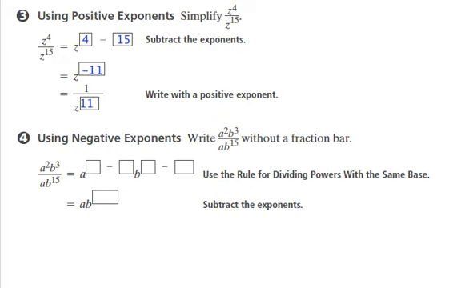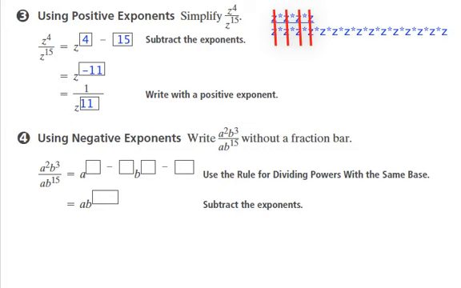If we wrote out the problem, we'd have z times z times z times z over z times z times z times z times z times z times z times z times z times z times z times z times z times z. Well, we could cross out 4 z's on the top and 4 z's on the bottom. On the top, we'd be left with 1, and on the bottom, we'd be left with z to the 11th. We've done problems like that before. We're just showing you a shortcut method by showing you that a base to a negative power actually equals 1 over that base to the positive power.